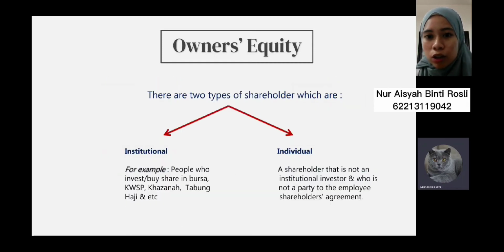There are two types of shareholder, which are institutional shareholder and individual shareholder. Institutional shareholders are those who invest or buy shares in Bursa, for example KWSP, Khazanah, Tabung Haji, and so on. People who invest a big amount are the majority shareholders, and people who invest a small amount are minority shareholders. An individual shareholder is a shareholder that is not an institutional investor and who is not a party to the employer shareholder agreements.